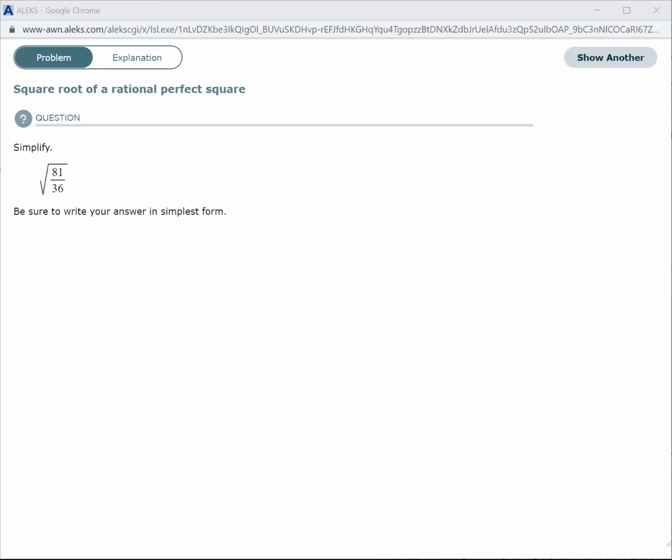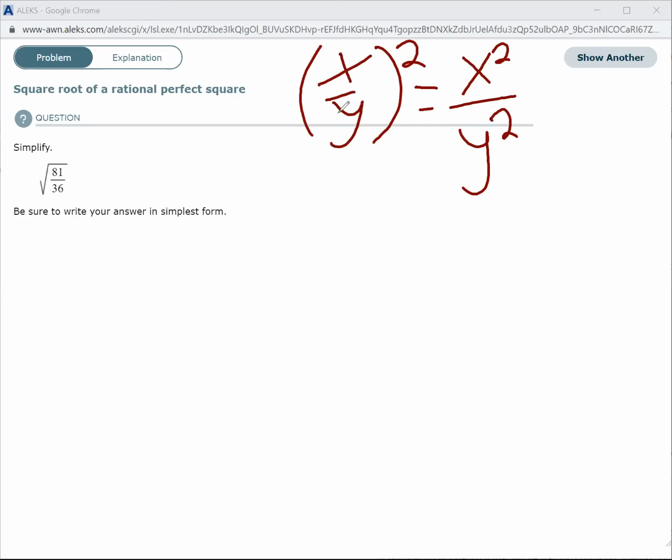This is for the square root of a rational perfect square. To do this, we're going to need to use a rule we learned before, where if we have a fraction inside of a square root and that square root has an exponent on it, the exponent goes in to each part of the fraction. So x over y all squared is the same thing as x squared over y squared.